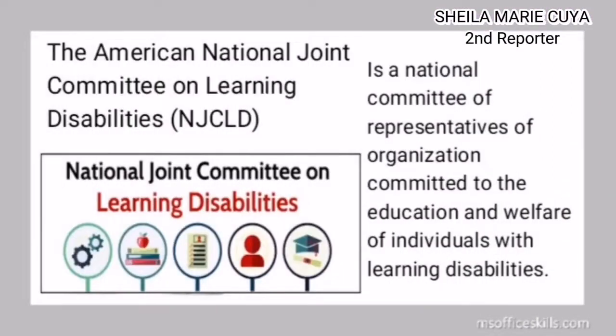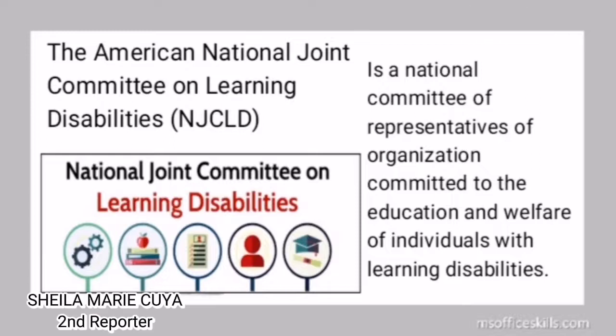Now let us move on to the viewpoint of the American National Joint Committee on Learning Disabilities or NJCLD. It is a national committee of representatives of organizations committed to the education and welfare of individuals with learning disabilities. This group will study the present status of identification procedures, interprofessional relationship in management of children with learning disabilities, and other issues of mutual concern.